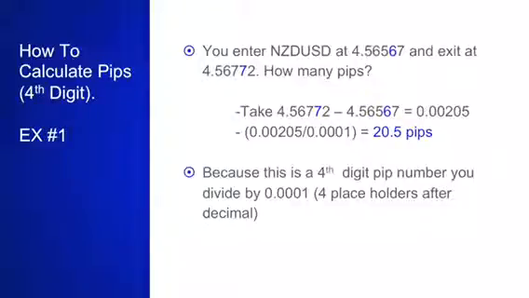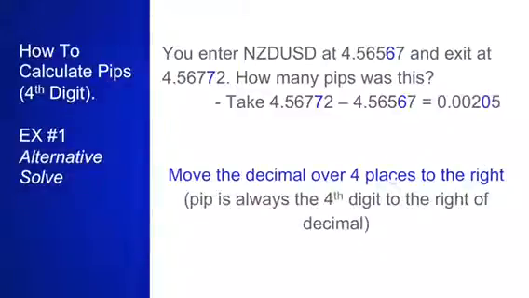Why did you want to divide by 0.0001? Because remember, the pip is the fourth digit after the decimal place. So if you divide by that decimal, you're going to get 20.5. Now, if dividing numbers gives you the heebie-jeebies, there's a whole other way that you can solve this.